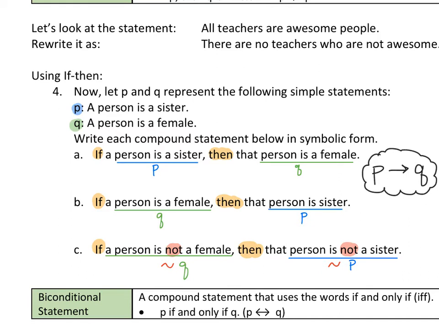If we take a look at the next example, again, I see an if-then statement, so I'm thinking that arrow symbol. First thing, if a person is a female, that's our Q simple statement. Then that person is a sister. That's our P simple statement. So again, notice the order. Order is important. This time, since Q is first, Q gets listed: Q implies P. If Q, then P.